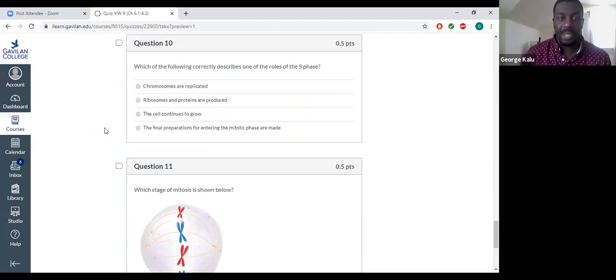Question 10. Which of the following correctly describes the role of S phase? A, the chromosomes are replicated. B, the ribosomes and proteins are produced. C, the cell continues to grow. Or D, the final preparations for entering the mitotic phase are made. What happens during S phase?